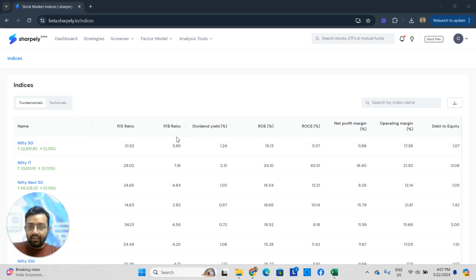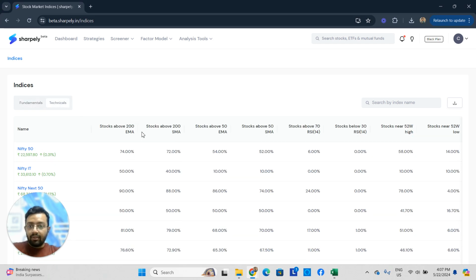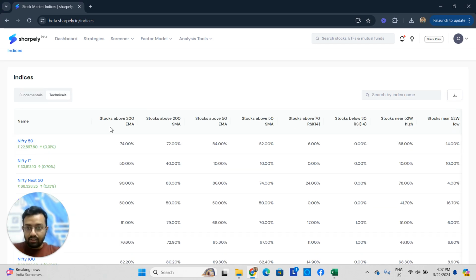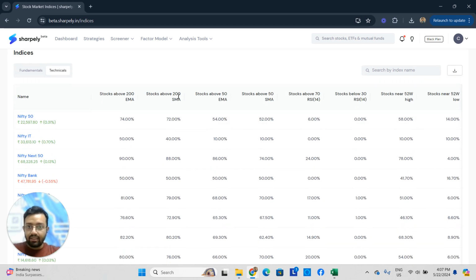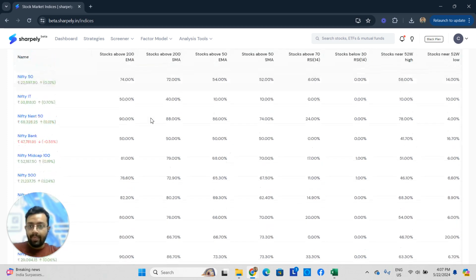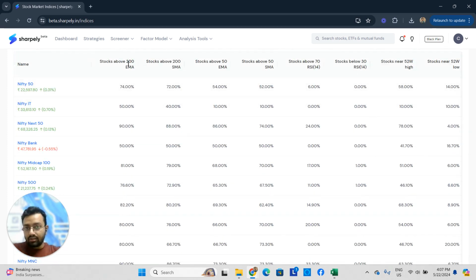And in technicals, you will be able to see the technical data points for the index. So as you can see now, stocks above 200 EMA, stocks above 50 EMA, even the same goes for SMA, then above RSI 70, below RSI 30, nearing 52-week high, and so on. So using this table, you can identify particular pockets where the momentum is strong right now.